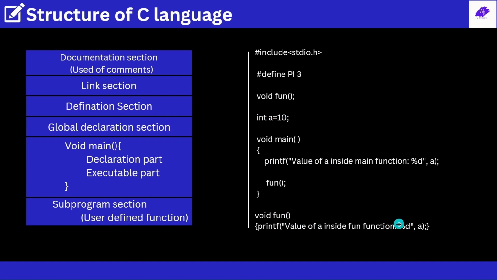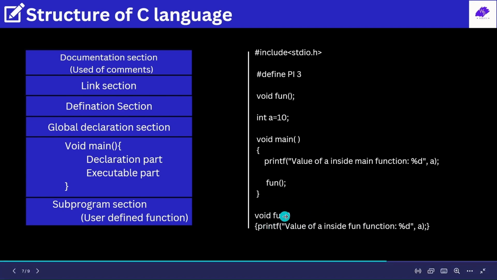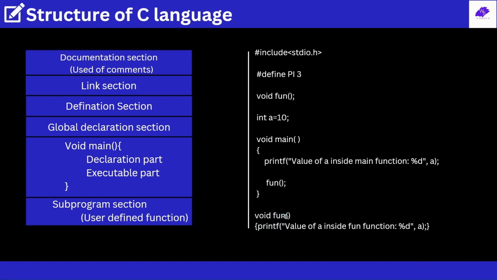be accessed from these outside functions also, that is user defined functions also. But the variable which you have defined in the void main function can only be accessed in the main function only. So you can't access the variable b in this function, as it is not globally declared. So this was the structure of a C language.